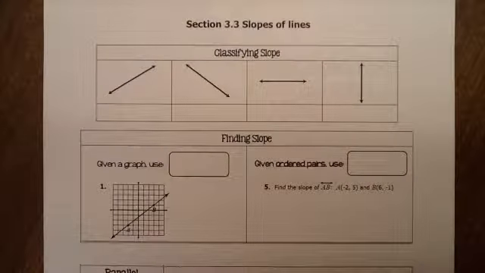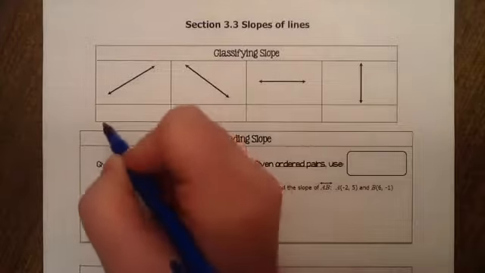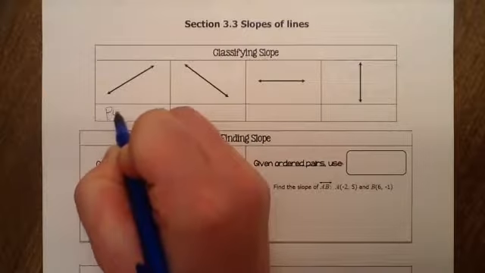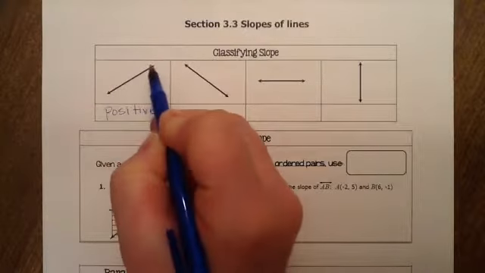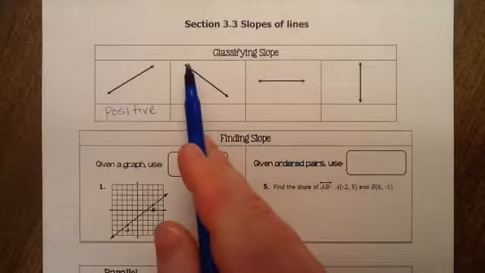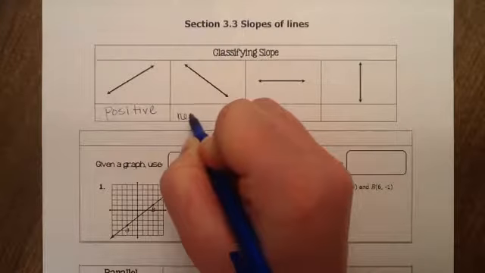Hello, mathematicians. Today we are going to review slopes of lines. There are four types of slope. If it goes up to the right, this is a positive slope. So if it goes up to the right, it's positive. Thus, if it goes down, what type of slope would this be? Negative.